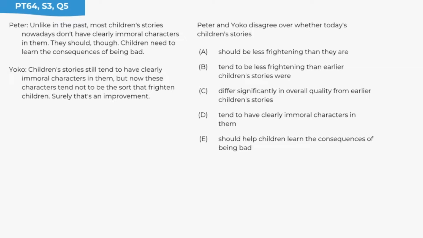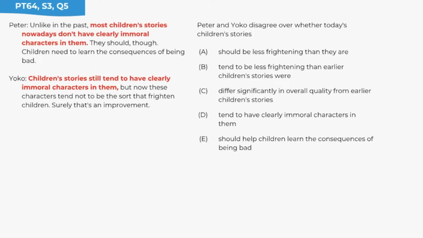So in this question, what are we looking for? Well, the overlapping statements in this question are the following. Peter is suggesting that most children's stories nowadays don't have clearly immoral characters in them, while Yoko is saying that children's stories still tend to have clearly immoral characters in them. So the overlap is about whether or not children's stories have clearly immoral characters in them. Peter is saying that they don't, while Yoko is saying that they do.